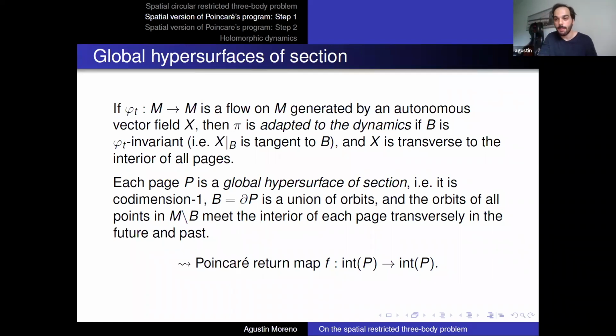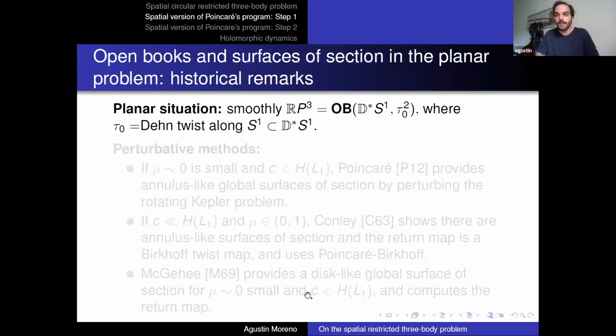Nothing deep has happened, but we also have a Poincaré return map in such a situation, just by following the flow. Okay. So as I said, this is more or less a classical idea. So let me give you some sort of historical remarks about what people have done with these ideas in the past for the planar problem.